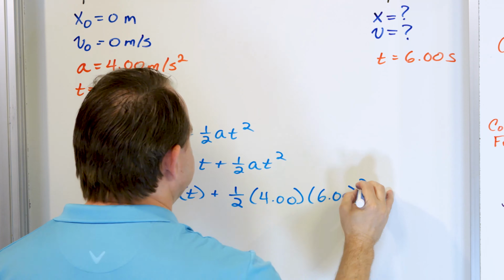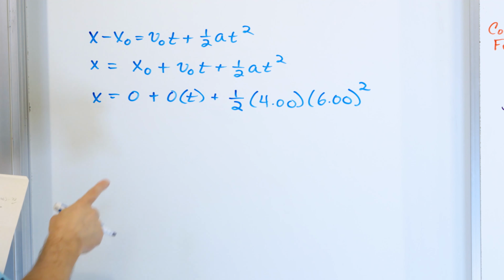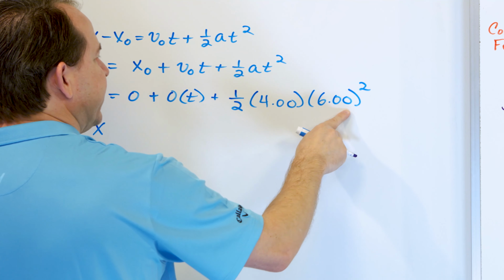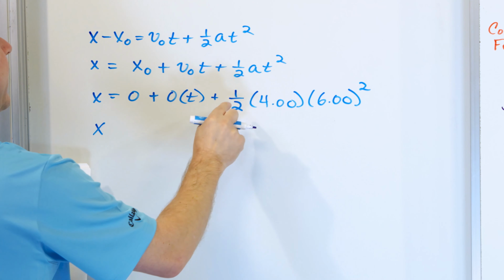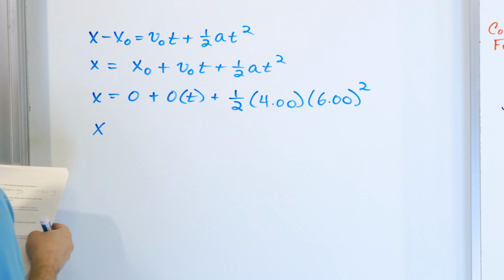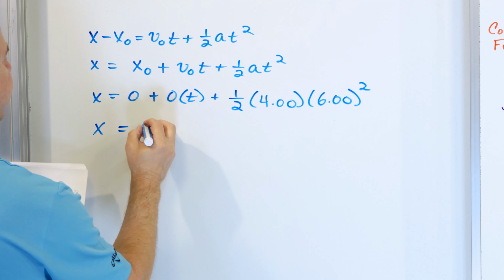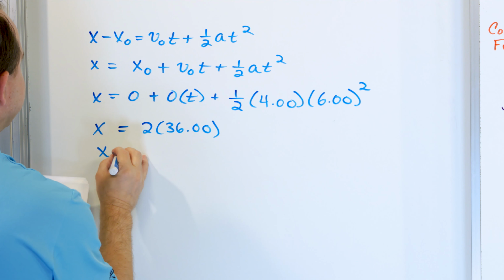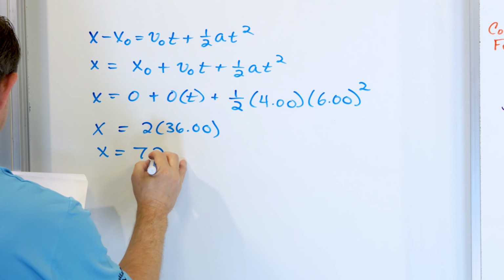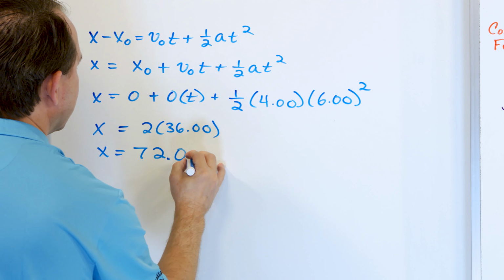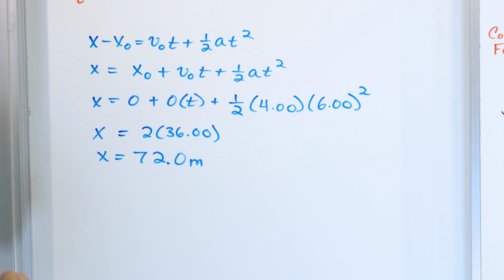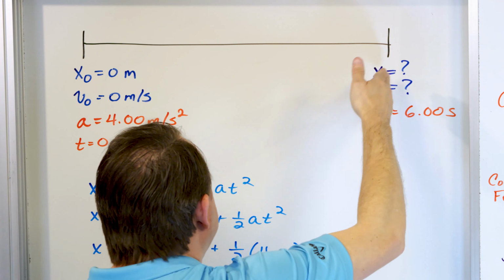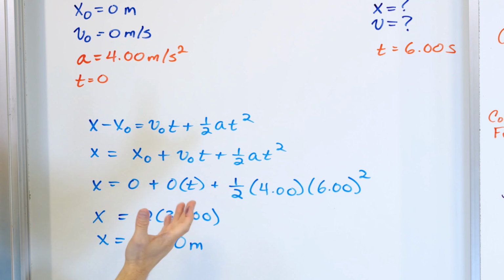squared. So really all this boils down to is 1/2 times 4 times 6 squared. And so what you have here is 36, so 6 times 6 is 36, and then this becomes a 2, so 2 times 36. And what you get here is 2 times 36, and so x is equal to 72.0 meters. So what this means is when we start at a known position, then when we end 6 seconds later, the car has moved 72 meters from its starting point.